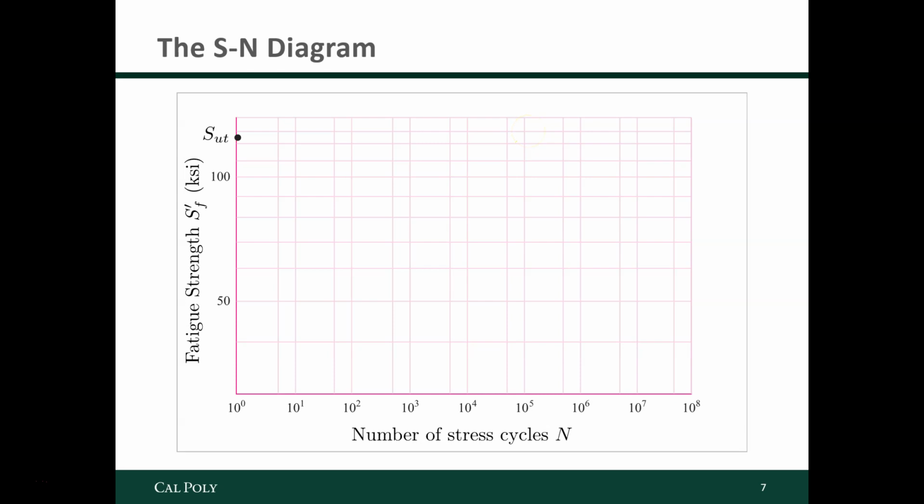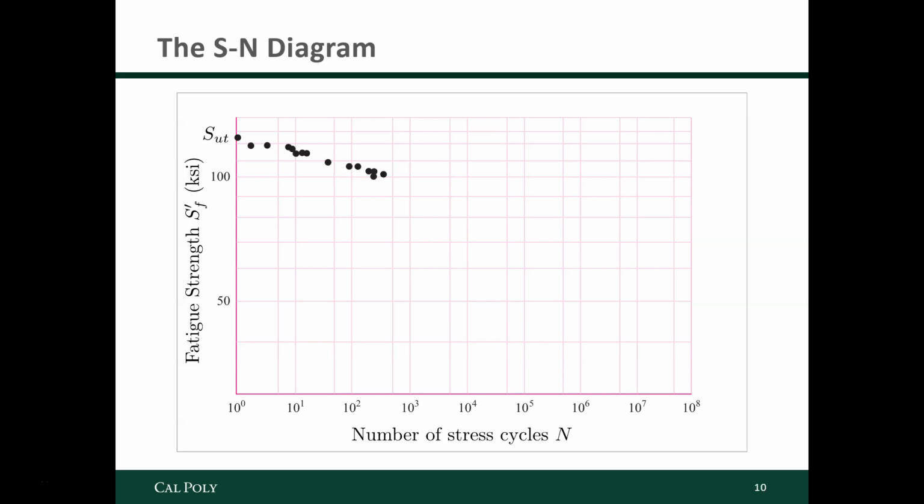It's going to be right here on the far left, right? It's the ultimate tensile strength. It's the maximum stress that material can handle. It can handle one cycle of application before it fails completely. Now I'm going to do the test at a different level of load, and I'm going to record the number of stress cycles at which the specimen fails again. Now it's a lower load, so we'd expect it can handle more cycles. It turns out for this material, the point might appear here.